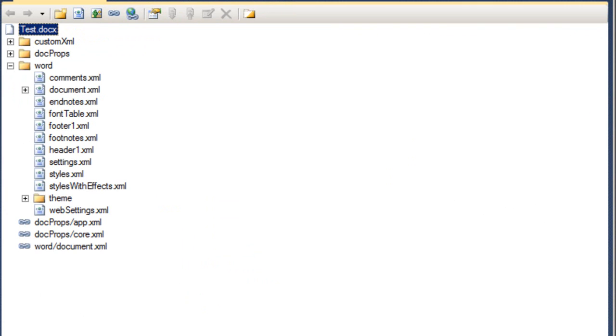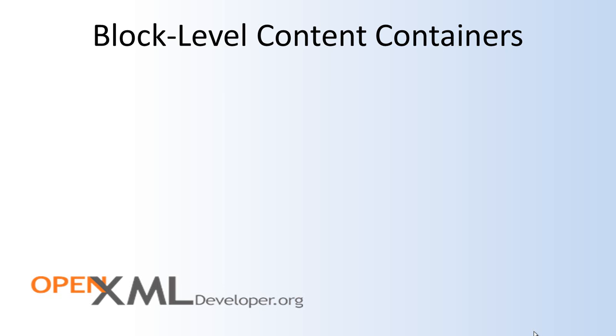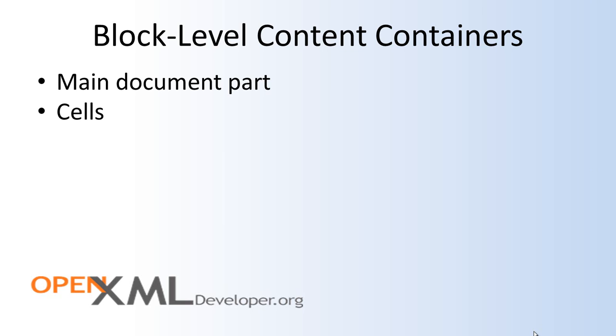And now if we look at the outline in the Open XML package editor, we'll see that there are quite a few additional parts in this document. Let's examine all the places where there are block level content containers. First, there is the body element in the main document part. We've already seen that. In addition, there are cells in tables. We've seen that also. Next are headers and footers.